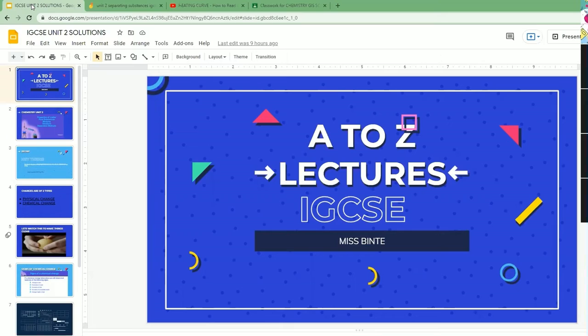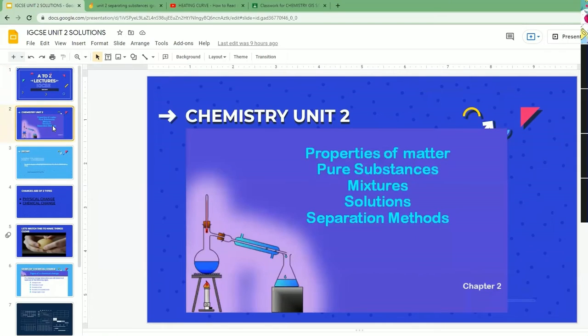Okay, the unit 2, the chapter which we're going to start, is about separating mixtures. Again, one of the important topics, but more related to laboratories. You need this topic when you are working in labs. So that's why it's important.